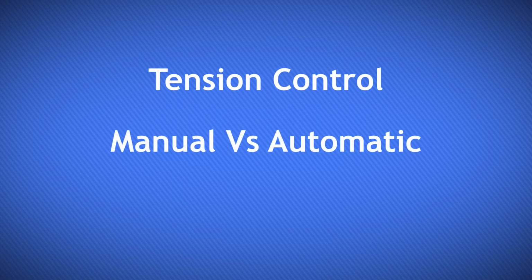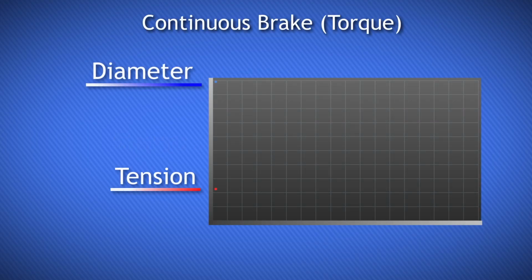There are several ways to manage web tension, and I'll dive deeper into each method in future videos. No matter the method, tension is controlled in one of two ways: manual and automatic control. This first graph shows what happens when torque isn't adjusted. As the roll diameter decreases while torque remains constant, web tension rises exponentially, leading to instability in the process.